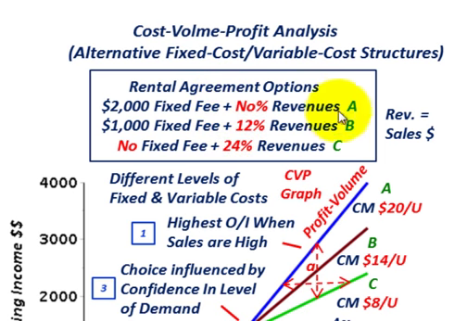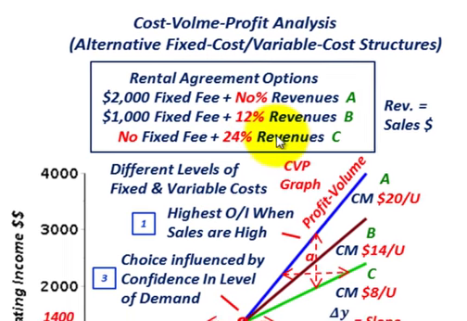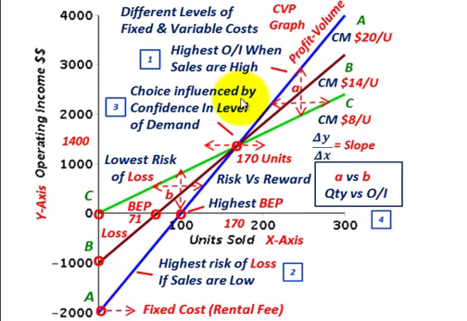For option A, our entire rent is based on a fixed fee or a fixed cost, $2,000, with no percent of the revenues that we have to pay. But on option C, we have no fixed cost. All of our rent is based on our revenues, our total percent of our revenues, 24%. So let's look at this in terms of a cost, volume, profit graph.